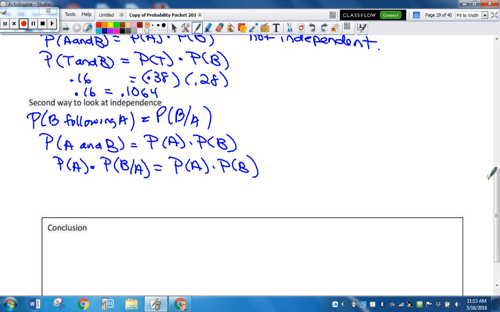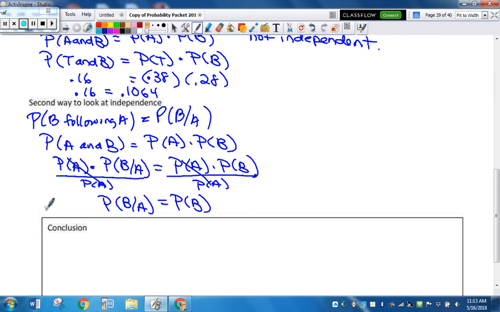And that means I could divide both sides by probability of A. Cancel, cancel. And that tells me that the probability of B given A, when it's equal to the probability of B, guarantees independence, because this was coming from the definition of independence. So this is another version. This also shows independence. If the probability of B given A is equal to the probability of B, then they are independent events, by definition. We've got different ways to look at these.